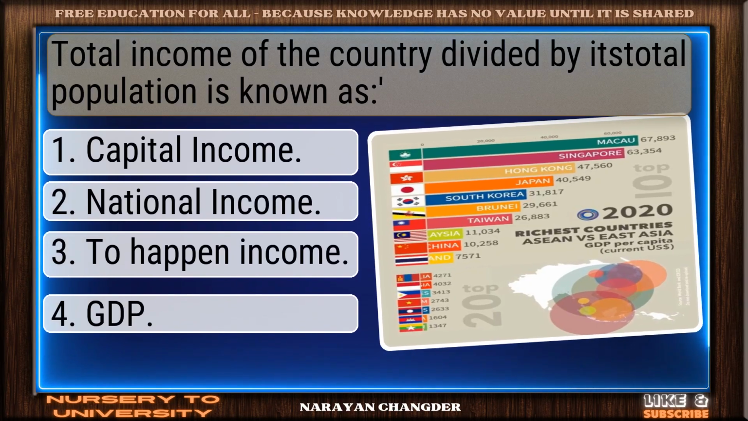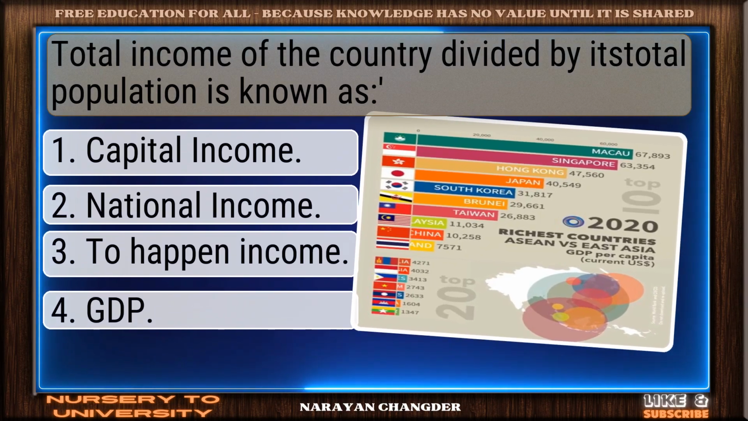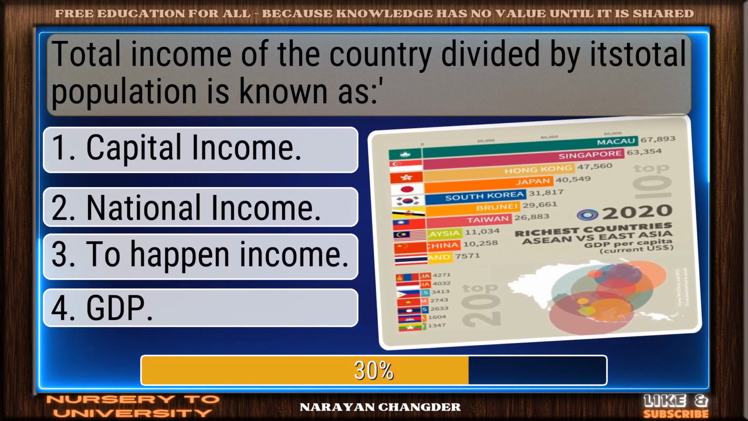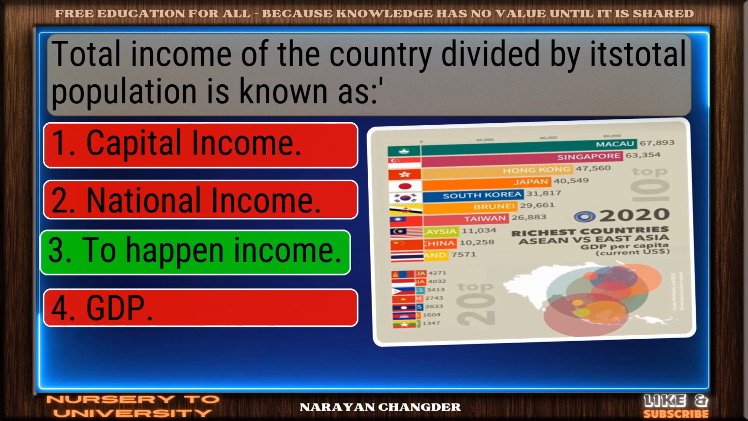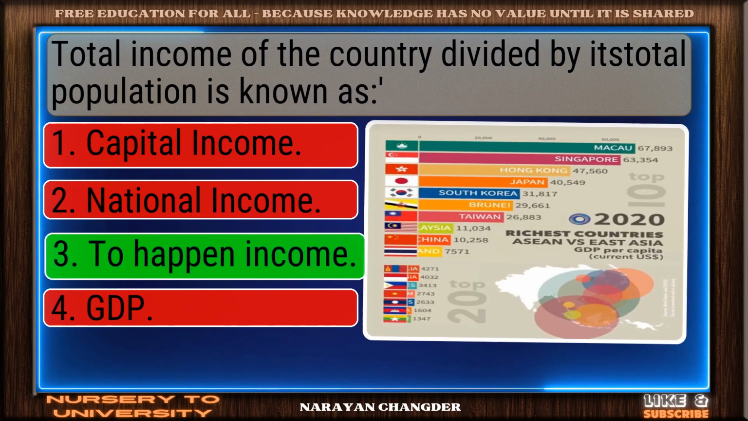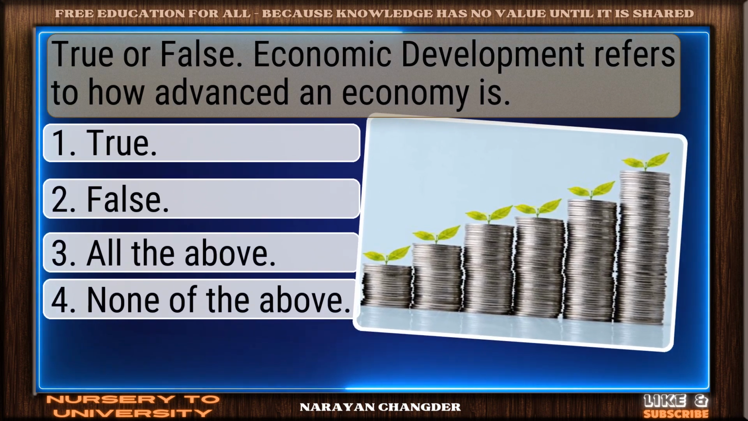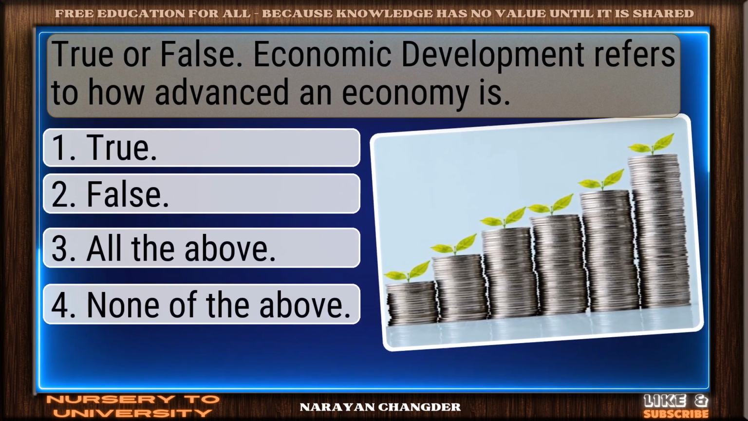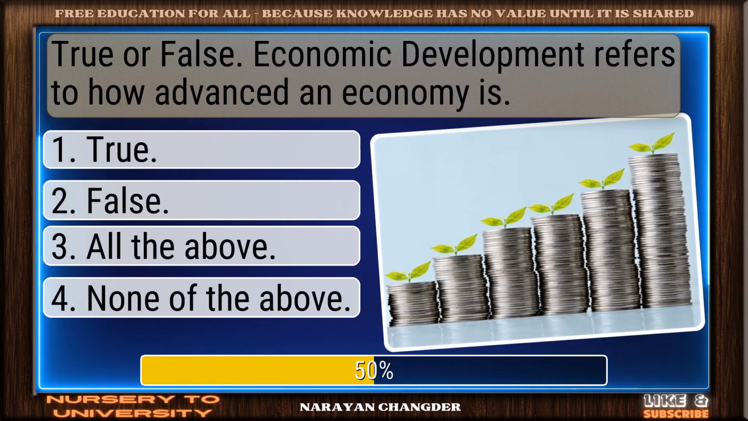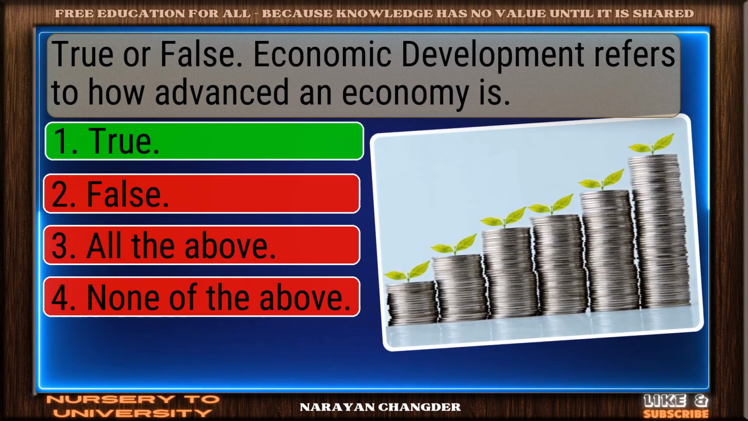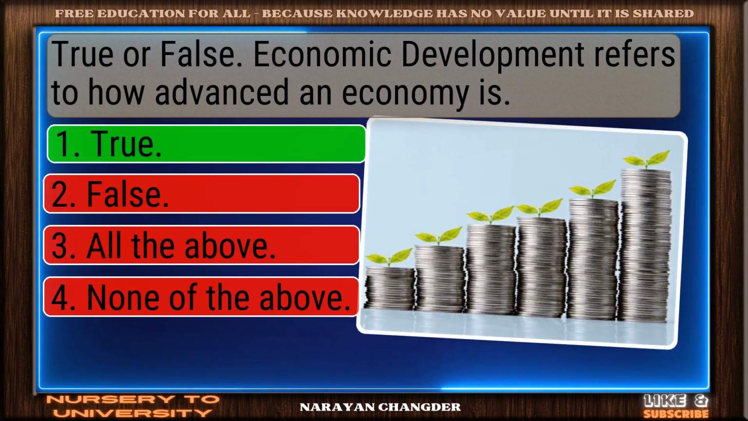Total income of the country divided by its total population is known as. Nicely done. Per capita income is solid. True or false? Economic development refers to how advanced an economy is. Smart pick. True is correct.